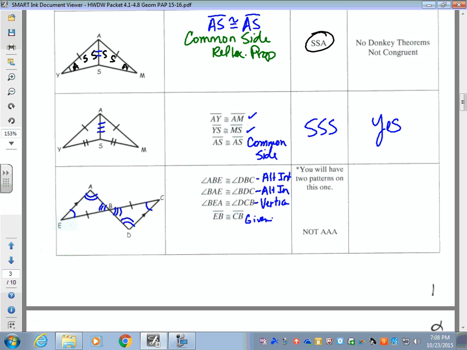So if I look for my pattern, I can say an angle, a side, an angle. Find that same marking, one arc, there's an angle, a side, and an angle. So I could say angle, side, angle. Or I could start at the other angle here. Here's an angle, and then that side. And that same pattern exists in the other triangle. So this was yes.